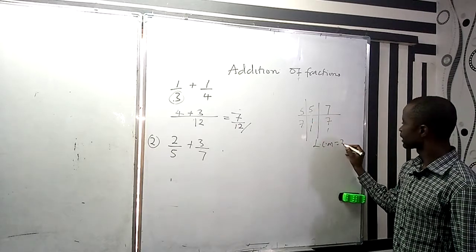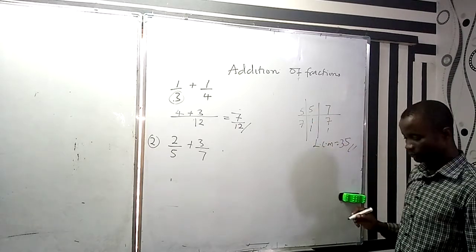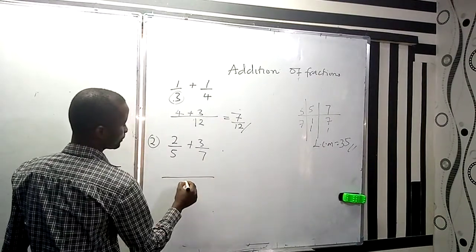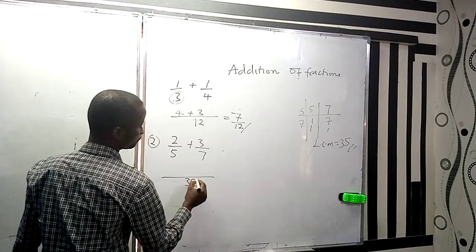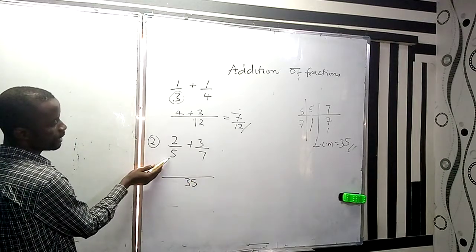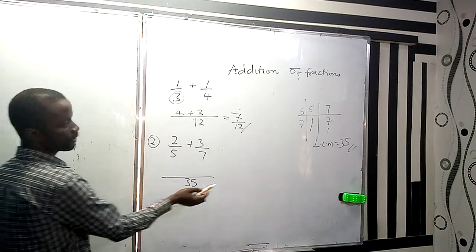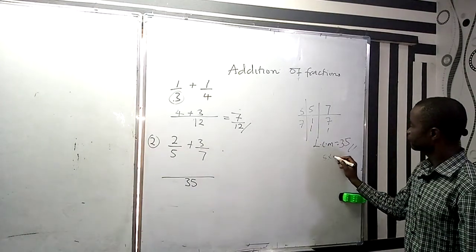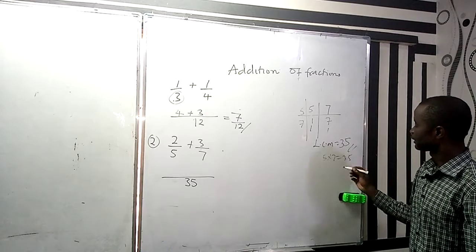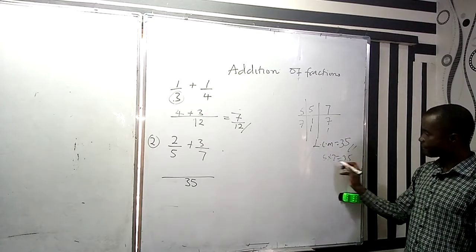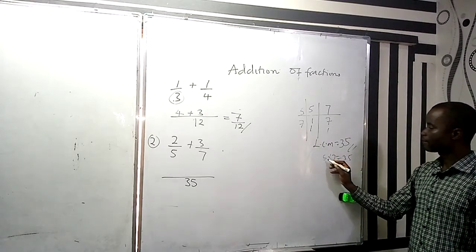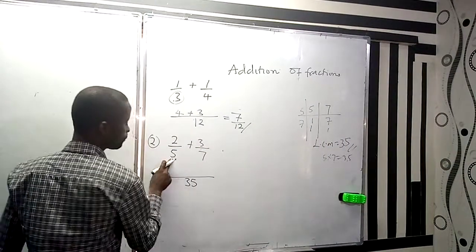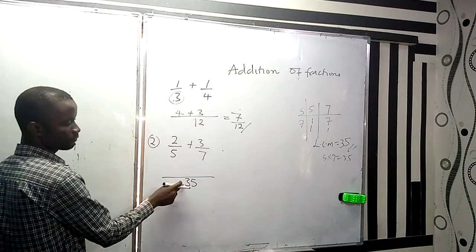5 times 7 is 35. Therefore, the LCM here is 35. And then you now find how many times 5 goes in 35. Remember, 5 times 7 is equal to 35. That means 7 divides 35 in 5 times, while 5 divides 35 in 7 times. Here, 5 goes in 35, 7 times.